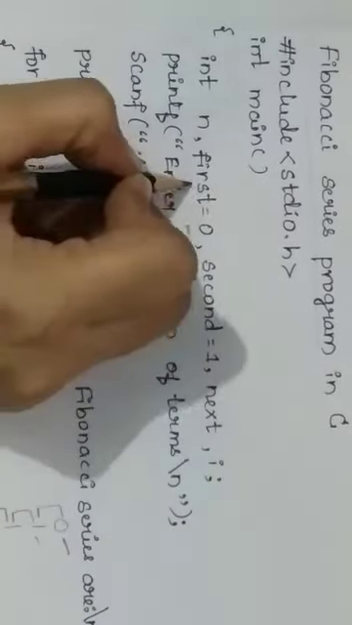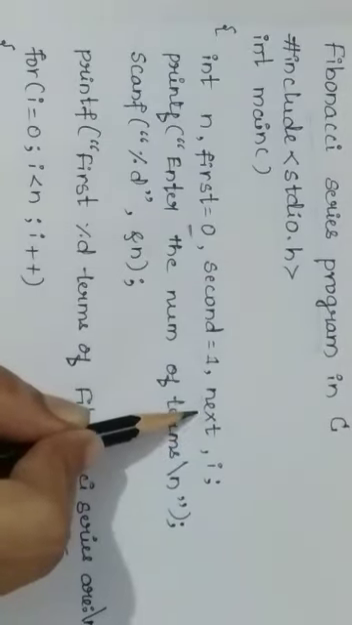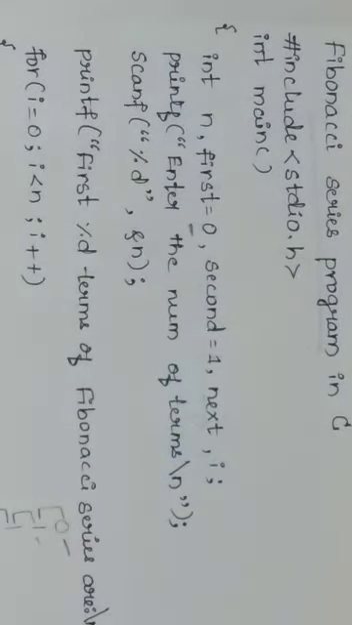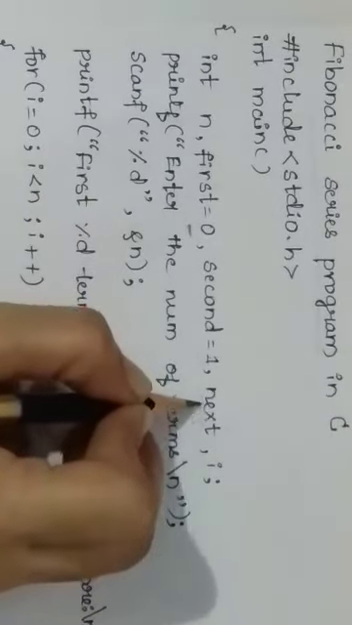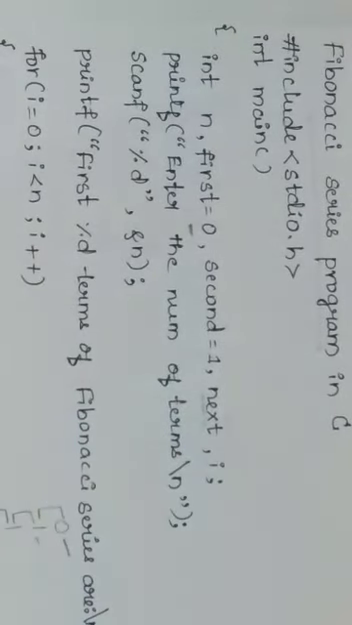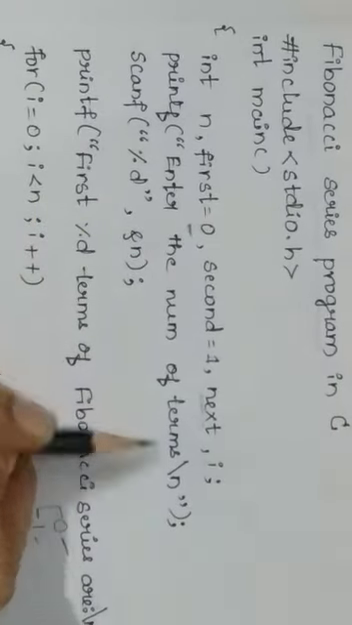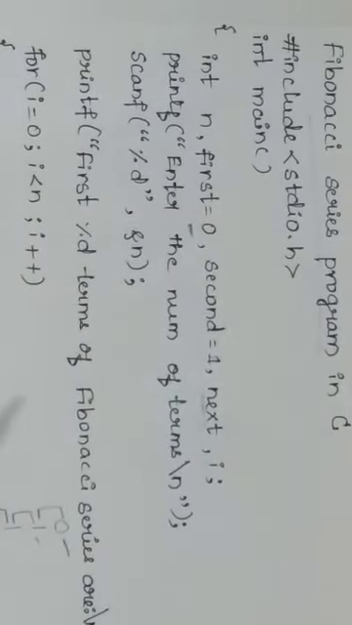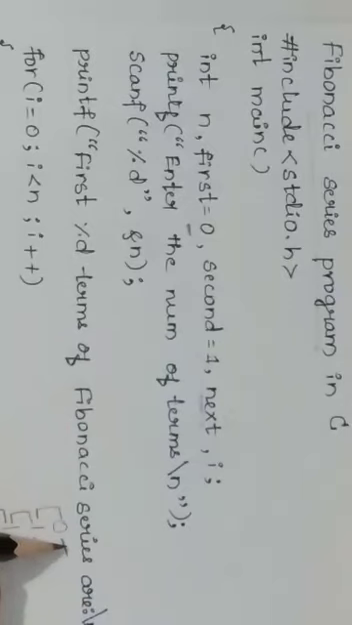So I am storing 0 in first variable and 1 in second variable, and the next variable is to store the sum of previous two numbers. So here 0 plus 1 is 1, and to store next variable I am taking variable next, and i is for loop. So here enter the number of terms up to which term you want to generate Fibonacci number, and first n terms of Fibonacci series will be displayed on the screen.